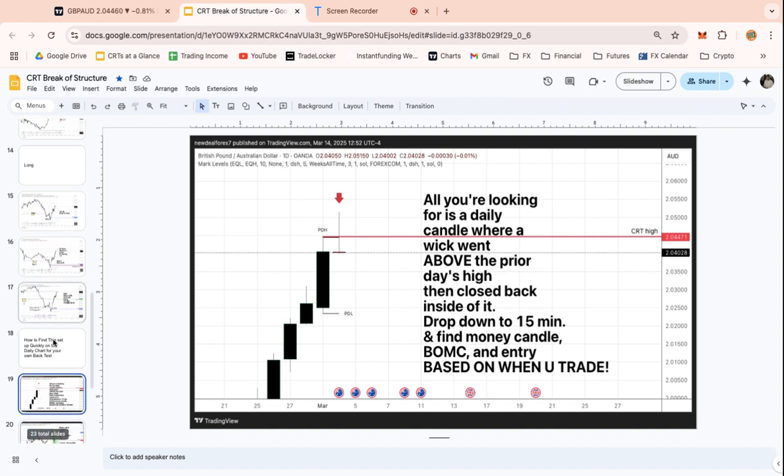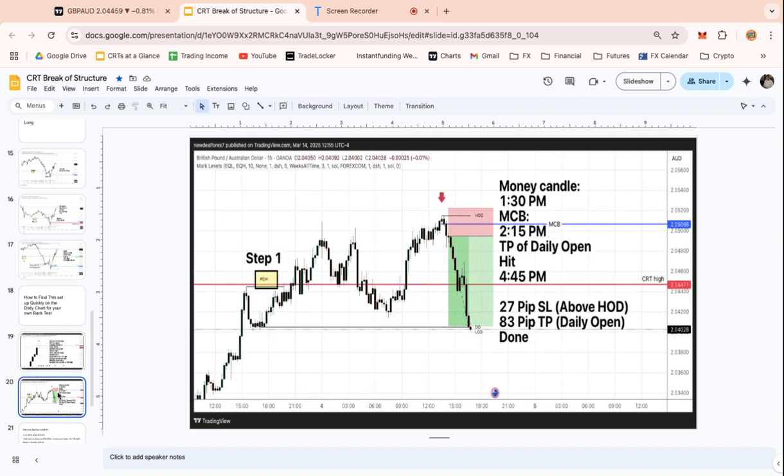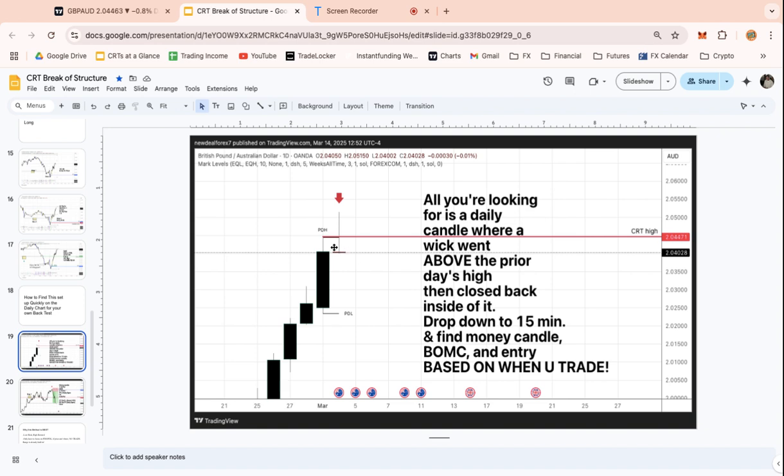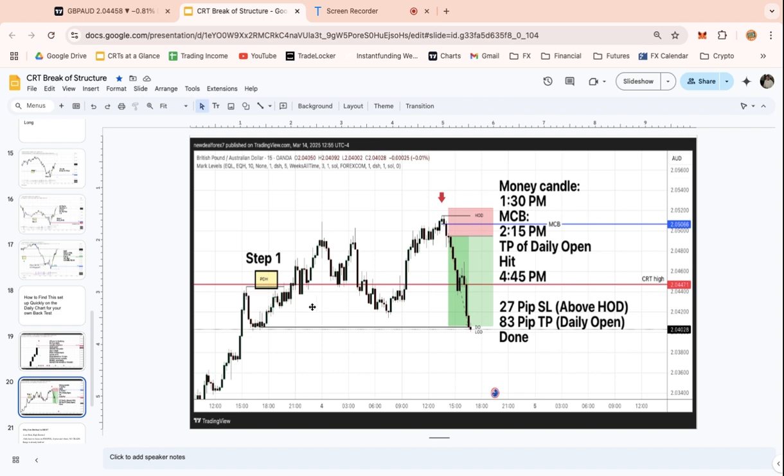So then you want to see how that looks on the 15-minute chart, and you just drop down. This is your daily open. This right here is the daily candle. Price opened, went all the way up here, and closed back down. So where's our entry? Daily open. How do we trade that?